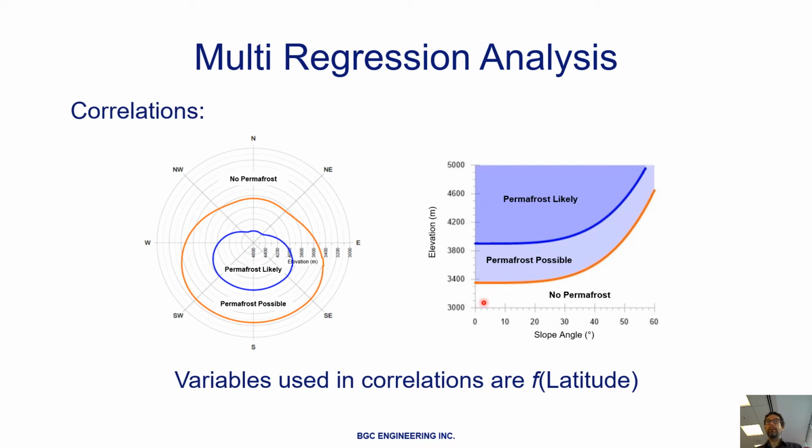Similar correlations were developed, for example, for slope angle or solar radiation, but here's the slope angle example. Again, we know at steeper slopes, there is a lower probability for permafrost to be still present compared to flatter slopes. This is mainly related to the potential presence of ground ice, so the latent heat. Now, all these functions that have been developed are dependent on latitude. So we have a local calibration and local variations in how these functions look.